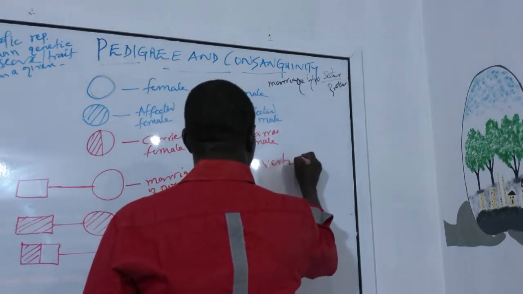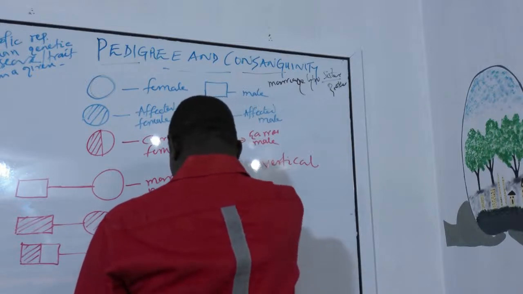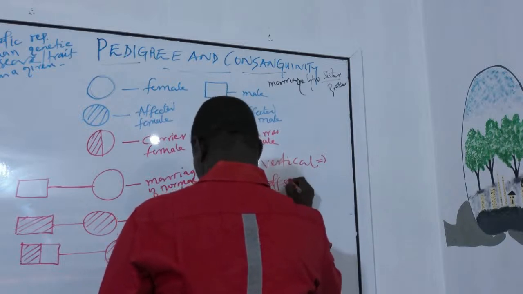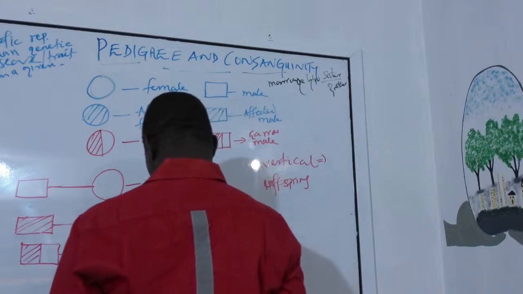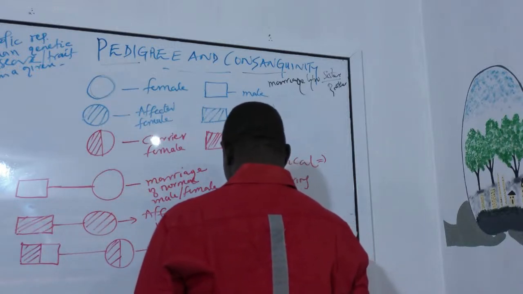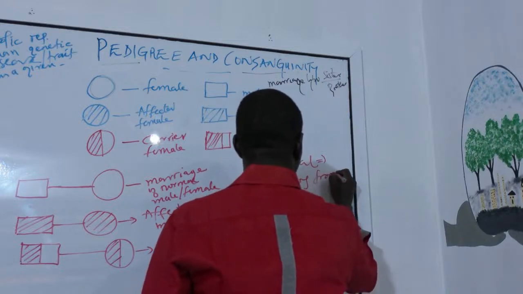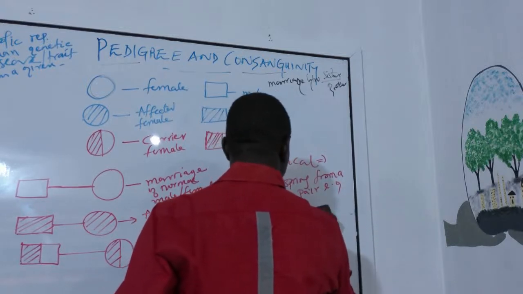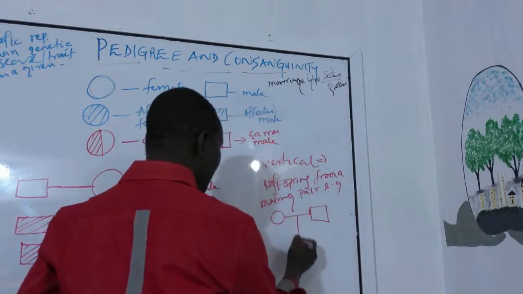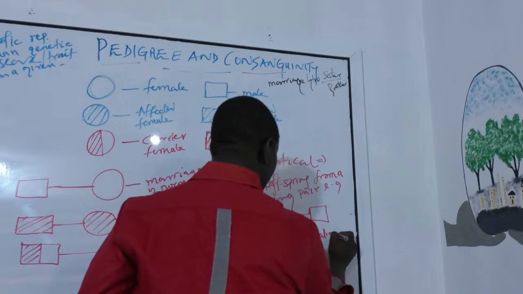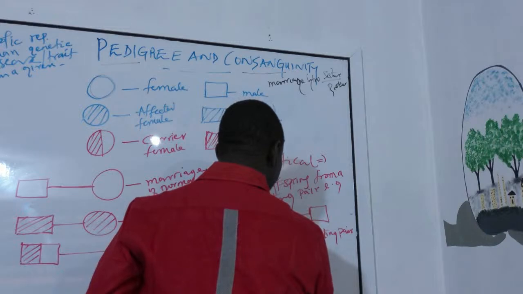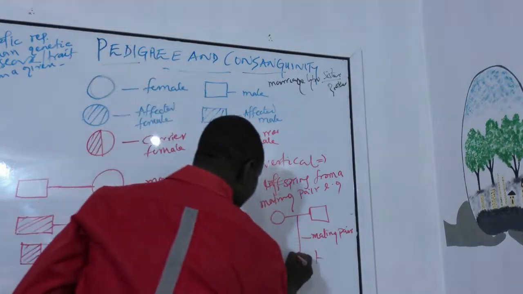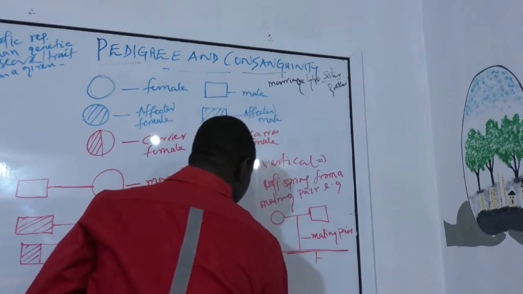Anytime you come across a vertical line like this, it tells us these are offspring from a mating pair. For example, if you see something like this, you can see that this is a mating pair, so the set of offspring will come down vertically. And if you see a horizontal line, it is talking about the siblings.